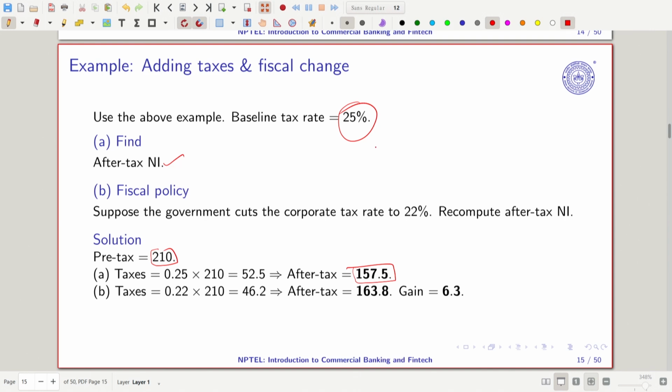Suppose the government cuts the tax rate from 25% to 22%. Now at 22%, 0.22 into 210 comes out to be 46.2. You subtract 46.2 from 210, so you get 163.8. So you have a gain because of this. 163.8 minus 157.5, you get the gain of 6.3, and this 6.3 you are getting just because there is a tax decrease.